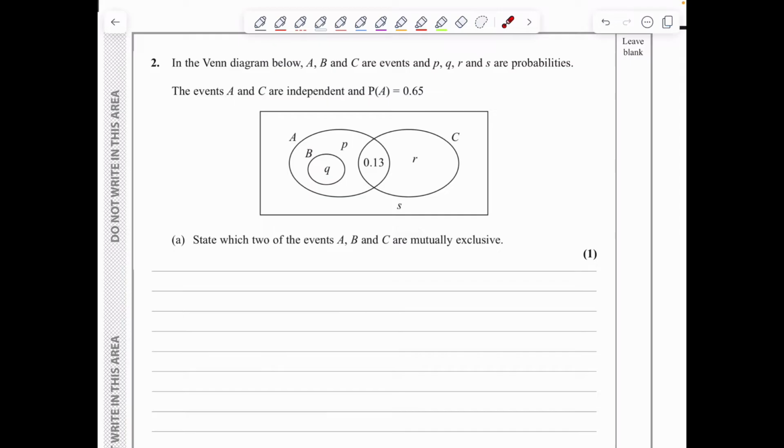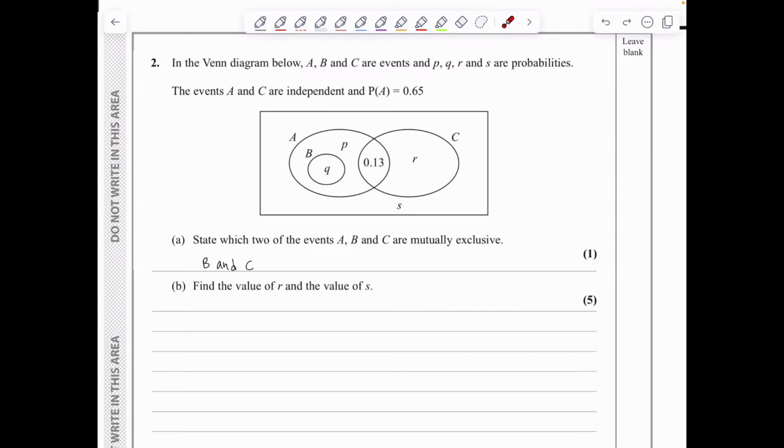In question 2, we've got a Venn diagram with events A, B, and C. We are told that A and C are independent and the probability of A is 0.65, and we need to state which 2 of the events A, B, C are mutually exclusive. Well, mutually exclusive means they appear as disjoint circles on my Venn diagram, so they have nothing in common, and this is B with C, and therefore we conclude that B and C are mutually exclusive.